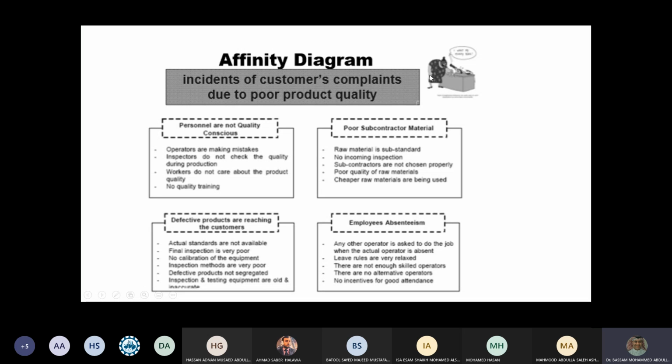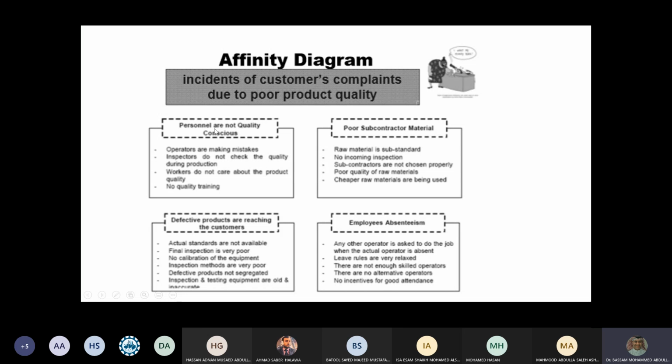Now, if I think about this diagram, how did it start? It started through brainstorming, through these points, which were in scattered cards. And then they collected these scattered cards into what? Into groups. And then they put a name for every group, which makes it very beautiful, knowing what the reason is for customer complaints due to poor quality.